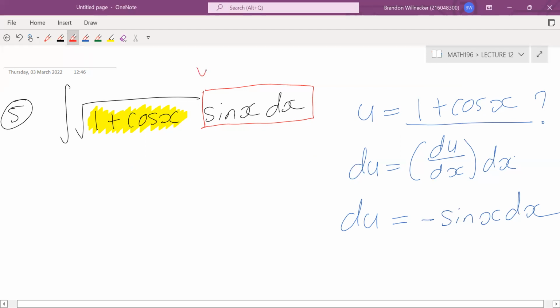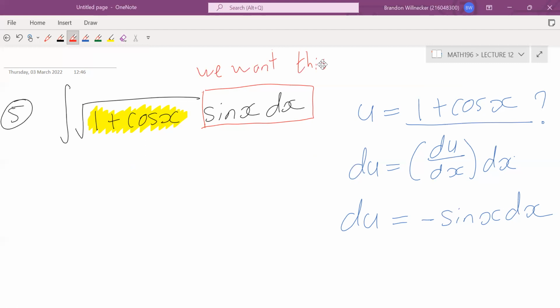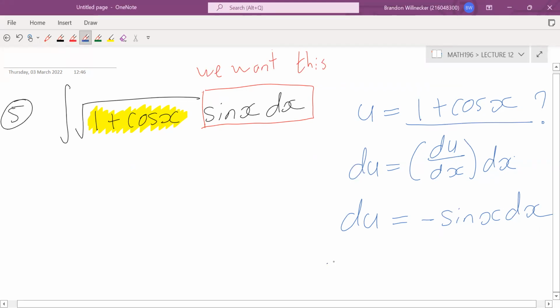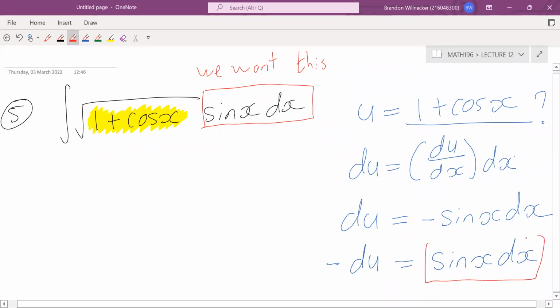Okay, so this is what we want. What do we need to do for the next step? Divide by -1. Yeah, exactly. So we're going to have minus du is equal to sine x dx. So we've got the sine x dx in the red box there. So that's what we've got here.